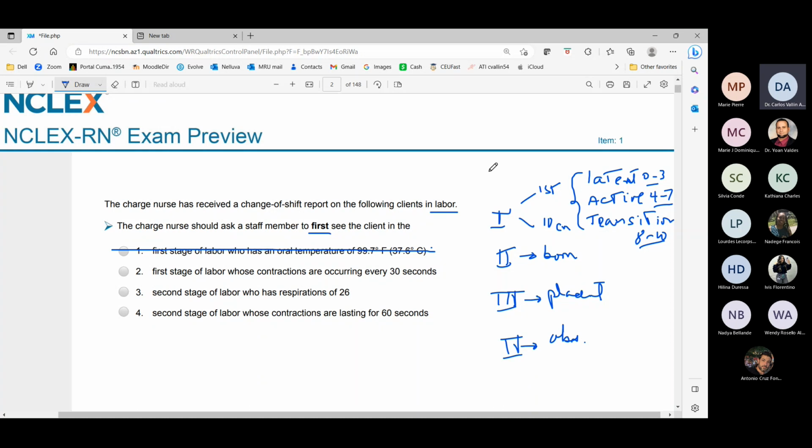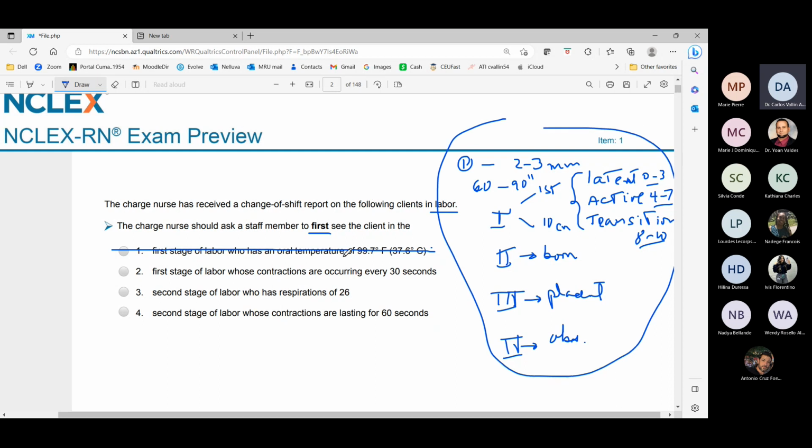And you need to remember that in this stage, the contractions are going to be very frequent. One contraction every 2 to 3 minutes, which is nothing. And each contraction will last between 60 to 90 seconds. So this is the content to understand this question.